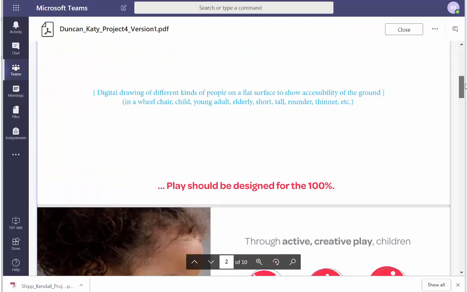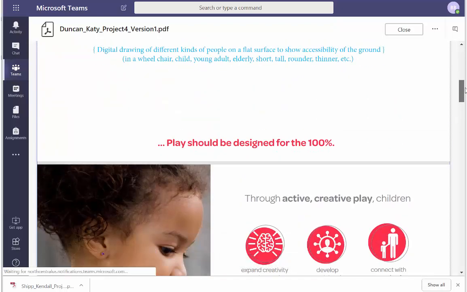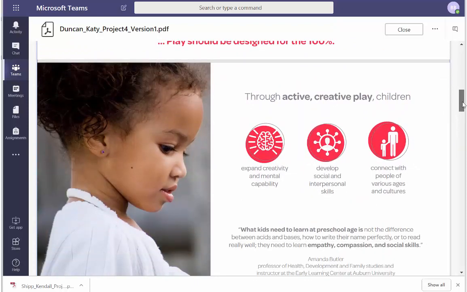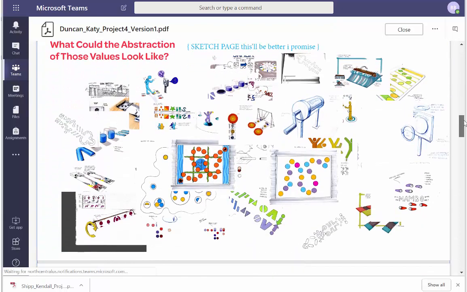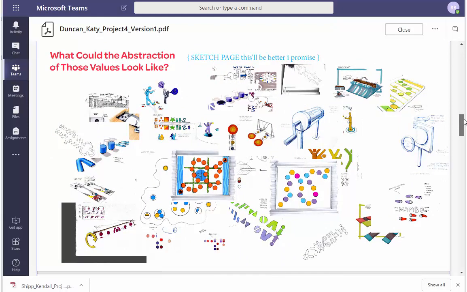So, we know the problem is some type of barrier. You want to expand creativity, develop social, and connect with people. If these are your goals, I need to see them reinforced later on. Not that it's bad. I need more explanation, and I need to scale them up. That way I can see what's going on, and I need some type of call out to explain to me what I'm seeing.